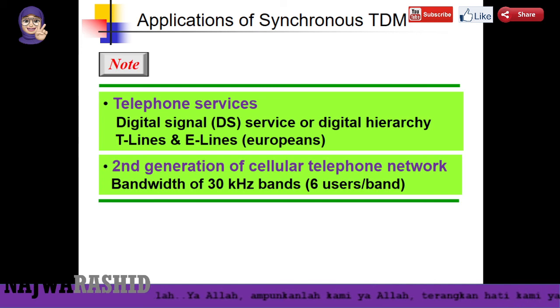Okay. And synchronous TDM is implemented in the digital signal service or digital hierarchy. It refers to digital signals, telephone services, and the second generation of cellular telephone networks that use the bandwidth of a 30 kilohertz band for 6 users. So these are the applications of synchronous TDM.